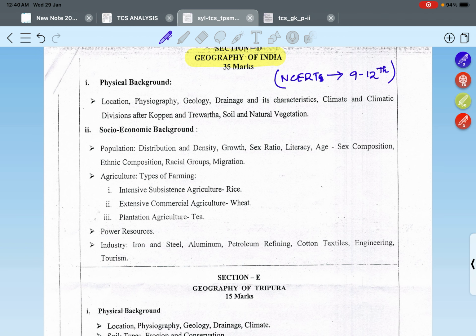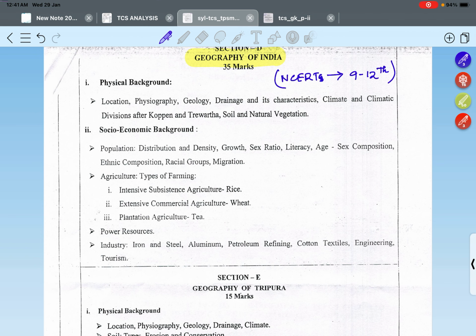But now you will say, sir, tell me other books, reference books or something. In the market there are many books. I can tell you plenty of books, but you don't need them. Try to stick to basics. NCERT books are basic. NCERT books are the best for geography. It is for TCS also and also for UPSC. So you don't have to go anywhere else.